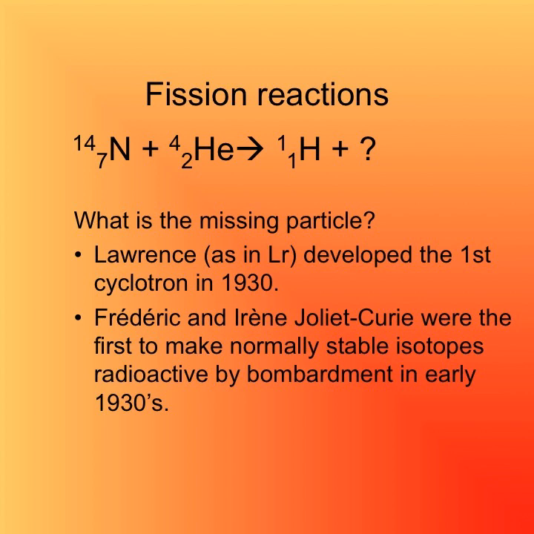E.O. Lawrence is a gentleman who developed the first cyclotron. The cyclotron is a device that enables particles to get going really, really fast. Think of the super collider, the giant super collider that you've heard about in the news just recently. He developed this cyclotron in 1930, and by the way, he's a gentleman for whom Lawrencium is named. And then Madame Marie and Pierre Curie's daughter and her husband, Irene and Frederic Joliot-Curie, were the first folks to make normally stable isotopes radioactive by bombarding them or hitting them using the cyclotron. They did that in the 1930s.